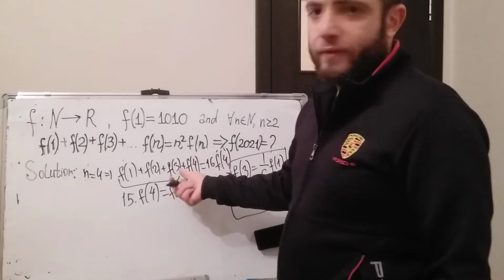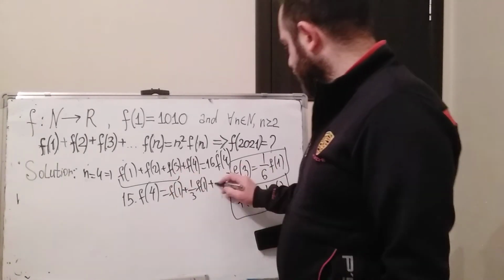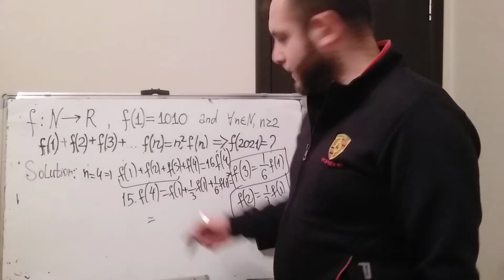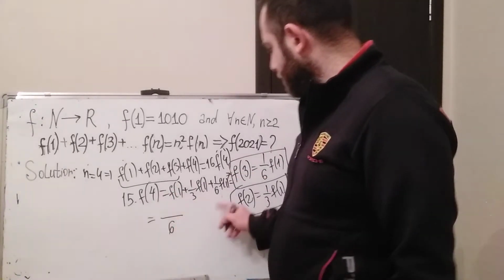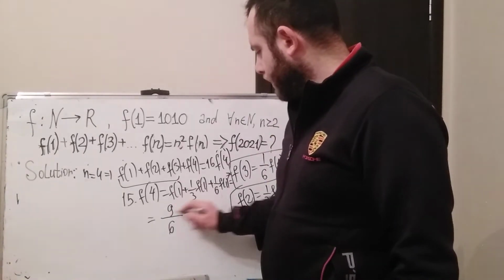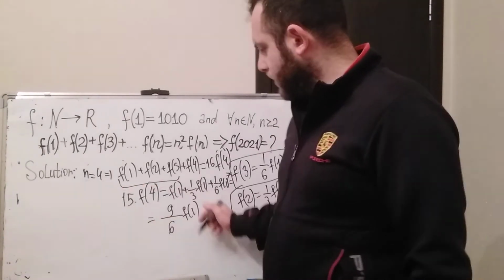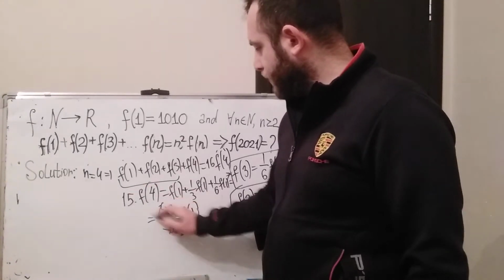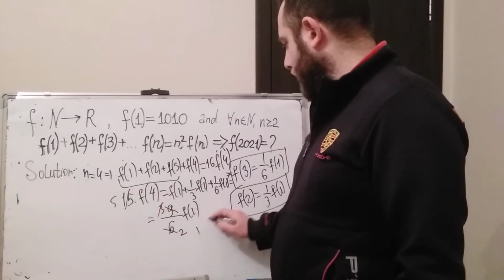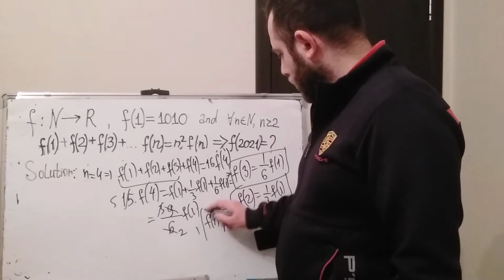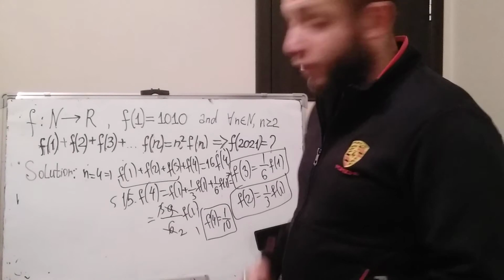Plus f(3), which is 1 over 6 f(1). If we keep simplifying, it will be 6 here, 6 plus 2 plus 1 is 9, so 9 over 6 f(1). If I keep simplifying, I cancel by 3: 3 over 2, and 15 over 3 is 5. So f(4) will be 1 over 10 f(1). Fine, I also found f(4).